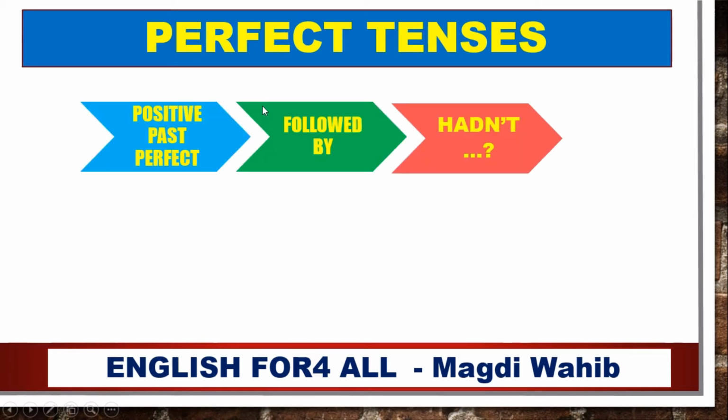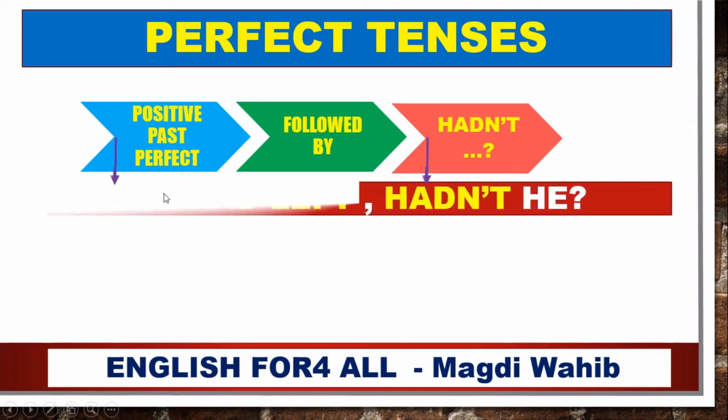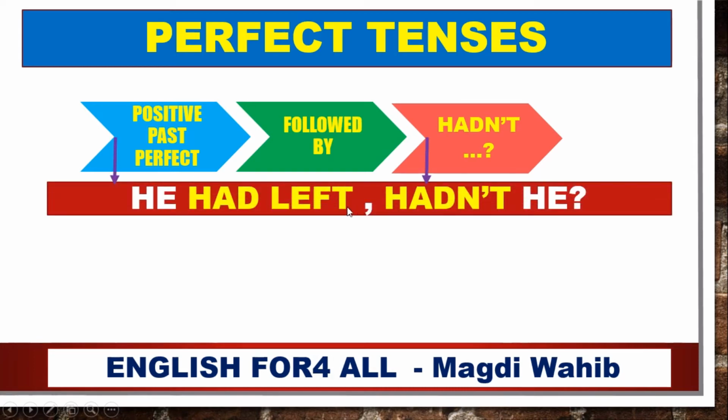Let's see the past perfect. If we have a positive past perfect statement, it will be followed by hadn't plus the subject. An example: he had left. Hadn't he?